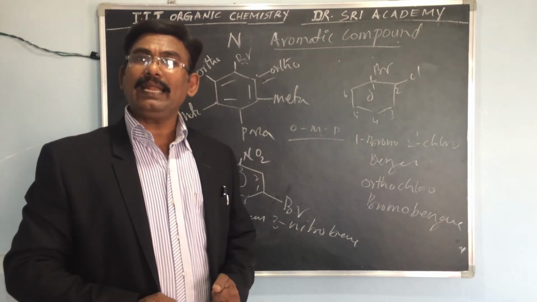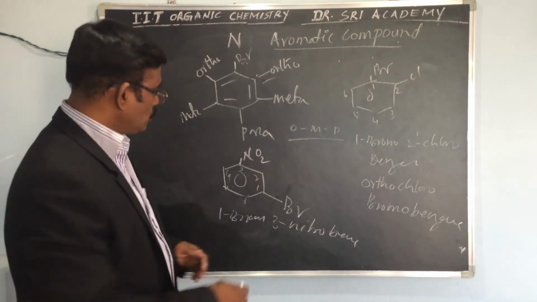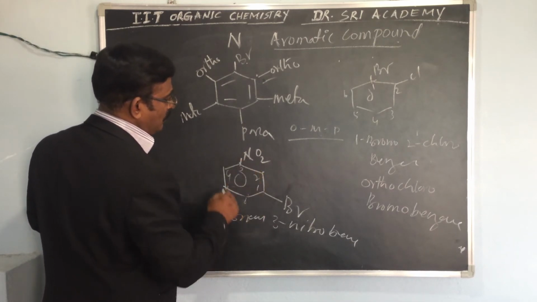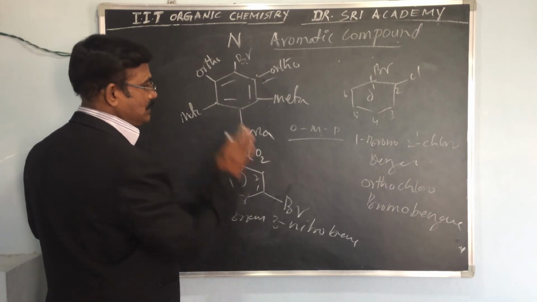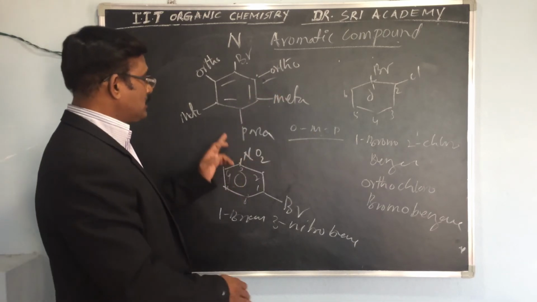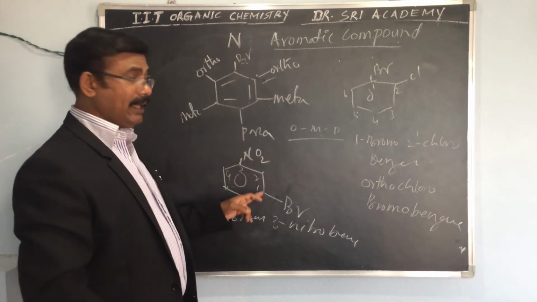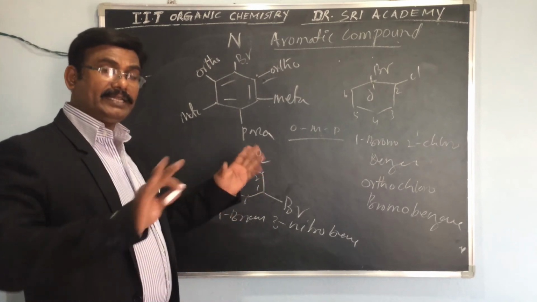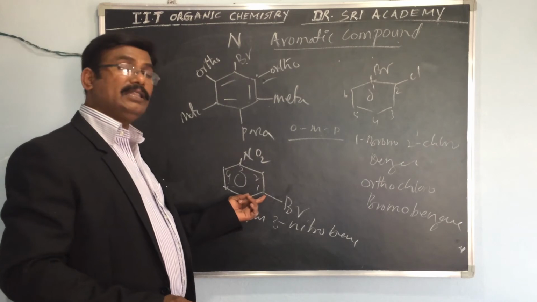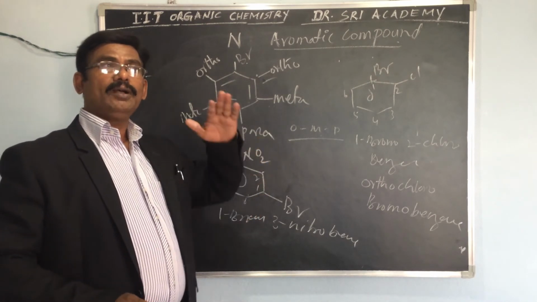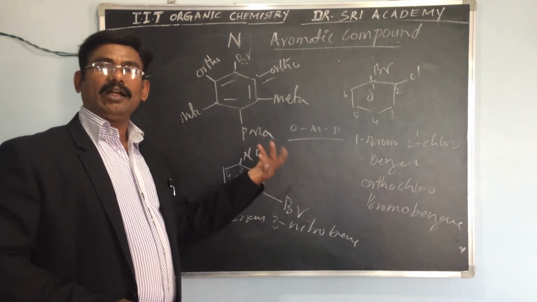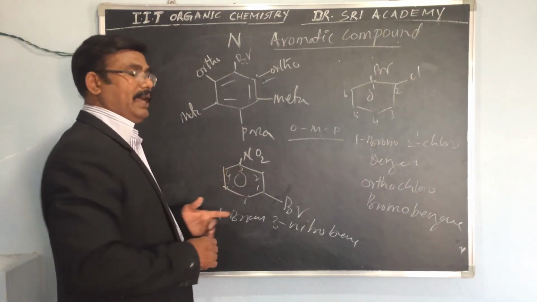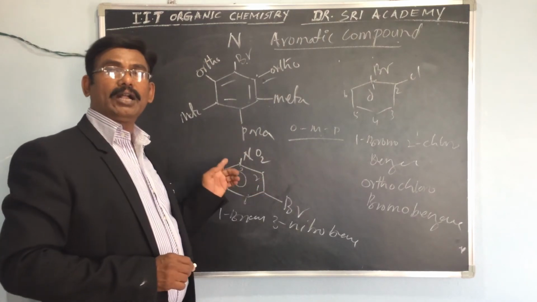Or meta-nitro-bromobenzene. So this is the ortho, this is the meta position, and this is the para position. Don't confuse. I am just writing the first priority here instead of bromine. Anywhere we can write the position, the first one is the priority. The second is the ortho, the third is the meta, and the fourth is the para. Exactly opposite to the bromo compound.